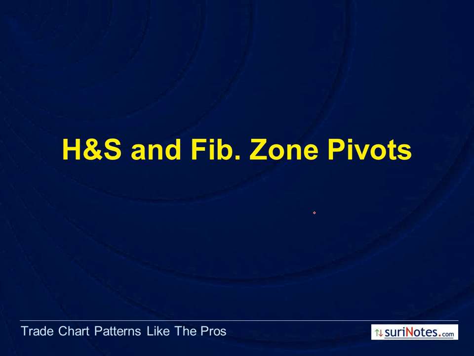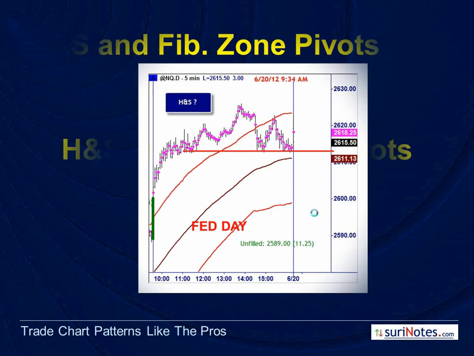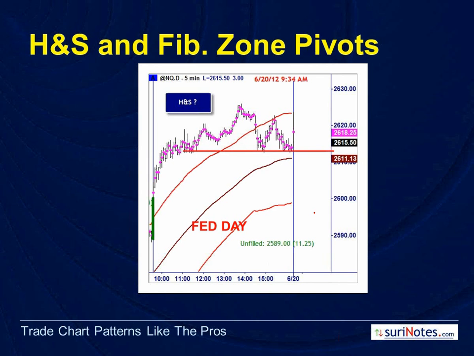Okay, there's another pattern, again using the fib zone pivots, but this is also used for a couple of other patterns. I'll start showing you this chart. This is on 6/20, just last week's trade, on a Fed day, when they were going to come out with earnings. The night before, on the 6/19th, the head and shoulder pattern was kind of forming there.